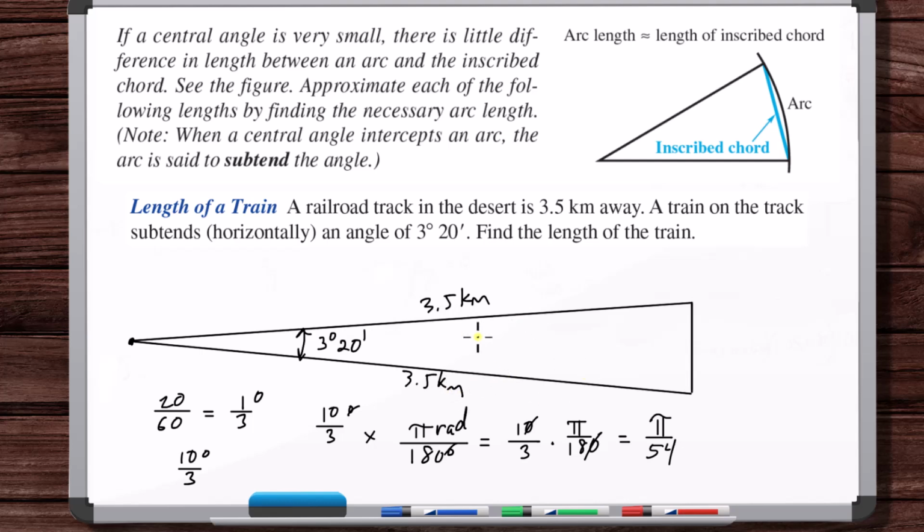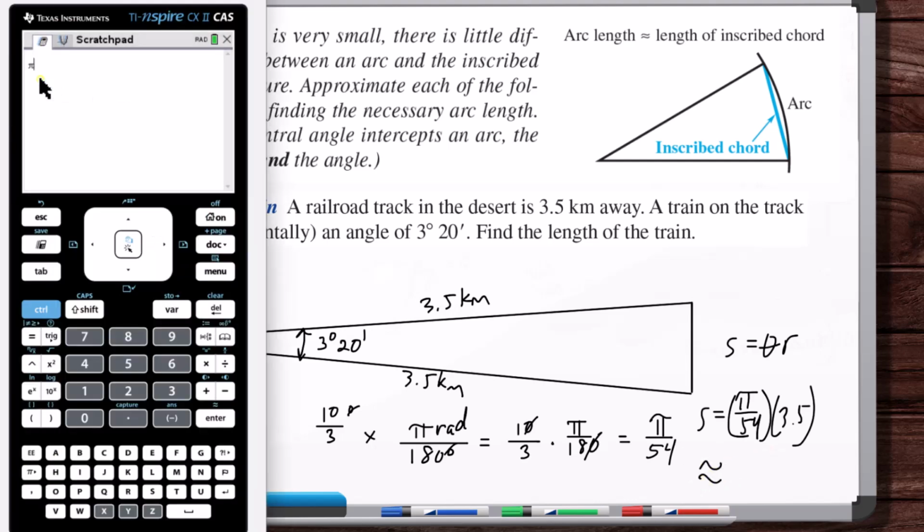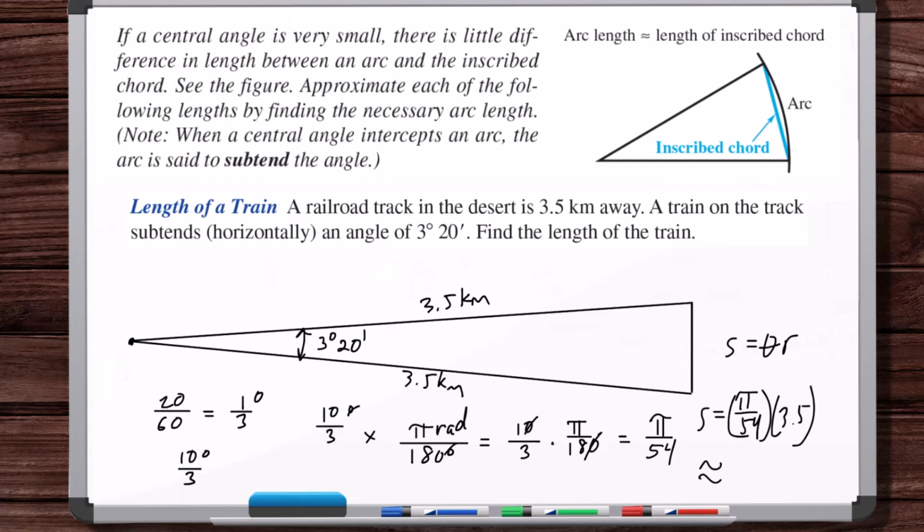So what arc length does a circle with radius 3.5 kilometers, and with an angle that intercepts the arc of pi over 54 radians, have? So S is equal to theta r. So S is equal to pi over 54 times 3.5. So the train is approximately pi times 3.5 over 54, about 0.2 kilometers long.